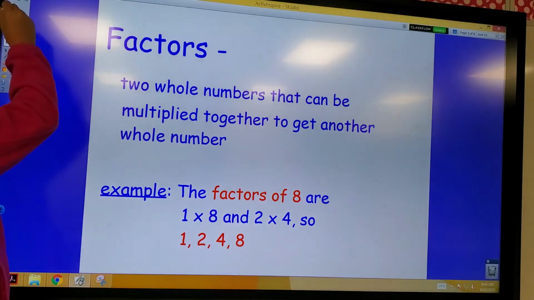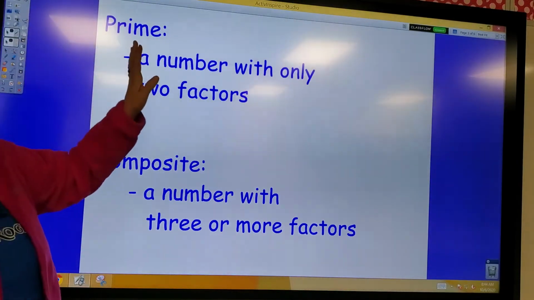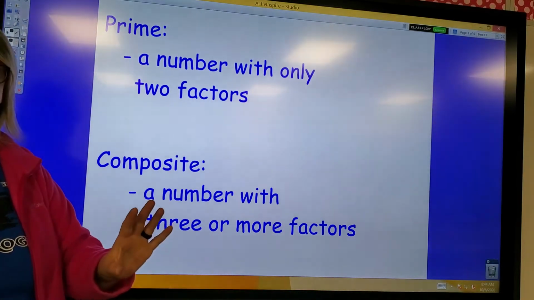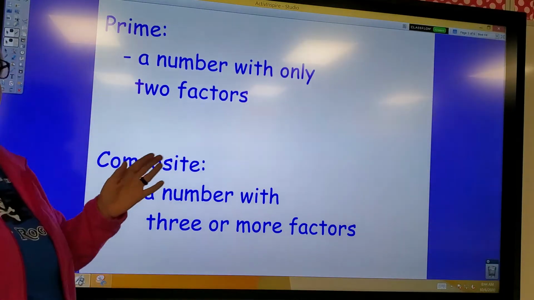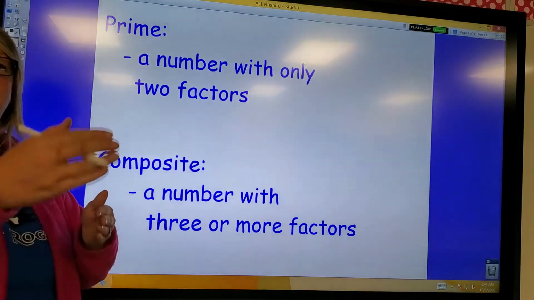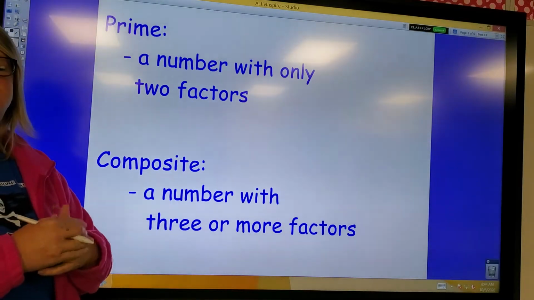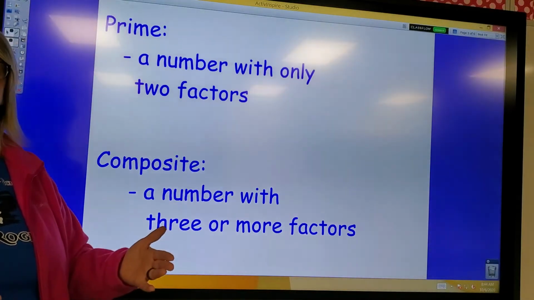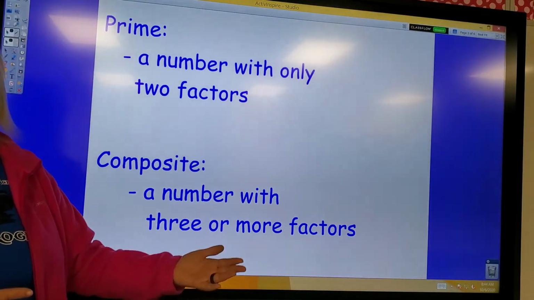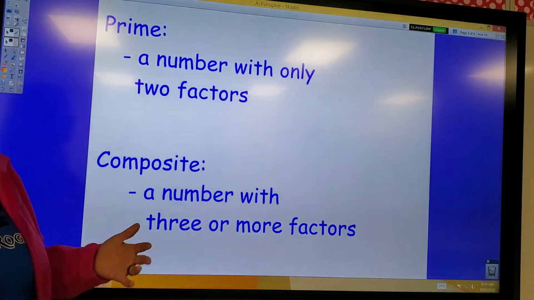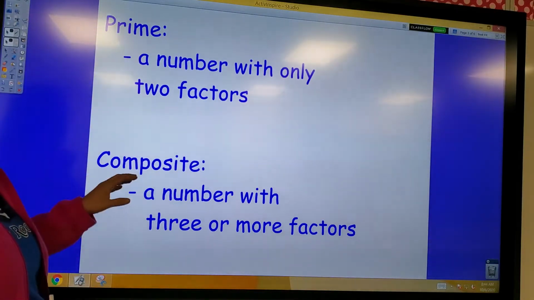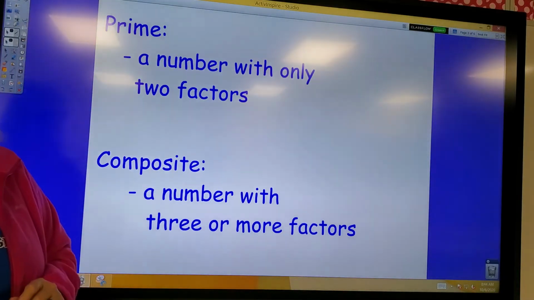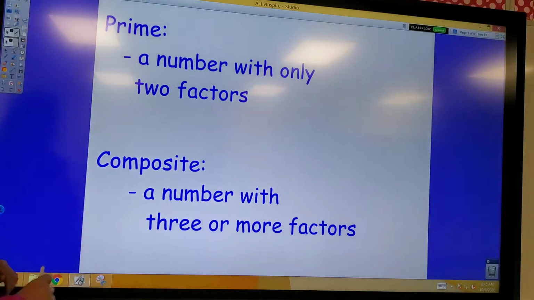So a prime number is a number with only two factors. It has to have exactly two factors. And those two factors would be the number 1 and the number itself. For instance, the number 13. The only way to multiply two numbers together to get 13 would be 1 times 13. So 13 would be prime. And if a number is not prime, then it is considered composite. And a composite number is a number with 3 or more factors.